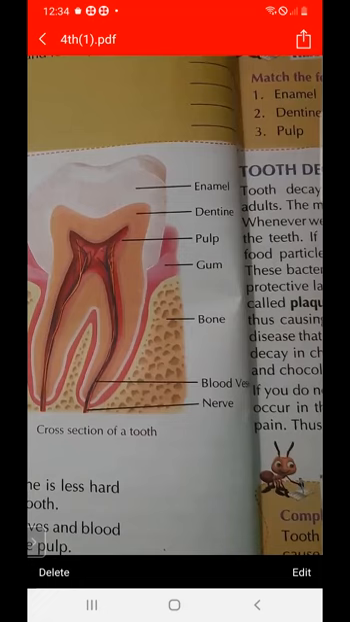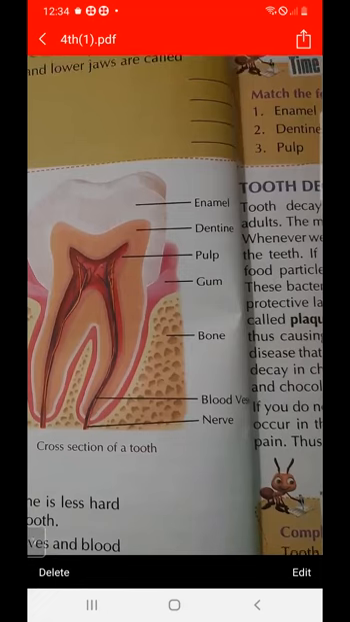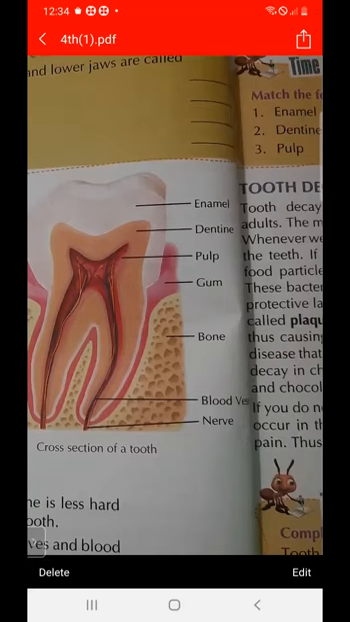enamel. Enamel is the hardest substance, as hard as or harder than bone, and dentine is less hard than enamel. Next is pulp. What is present in the pulp? The blood vessels and the nerves are present in the pulp. So you have to remember that the hardest substance is enamel.